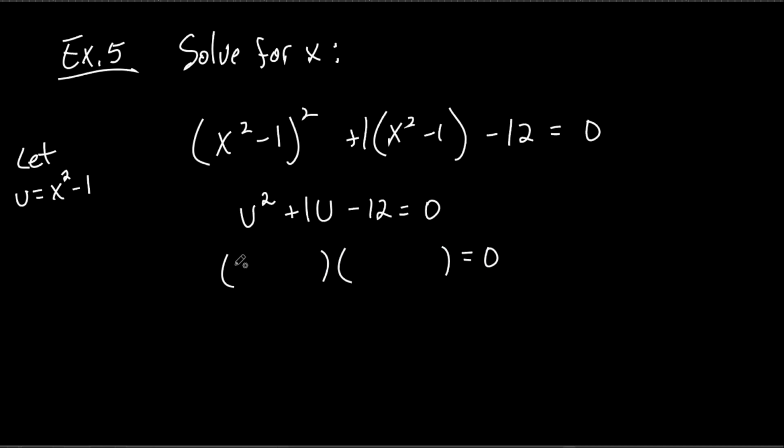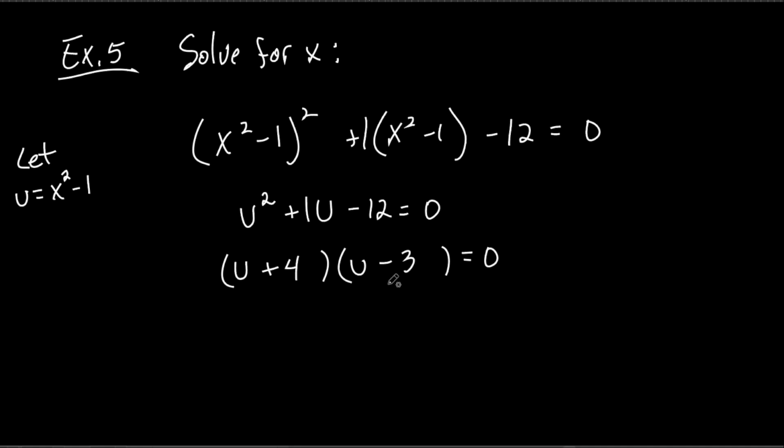So what are we going to use? Put a u here, put a u here. Yeah, positive 4, negative 3. Good. You should be able to do that factoring pretty quick now, right? I mean, you did it in Algebra 1. You did it in Algebra 2. We've done it in here. So that should be something you know how to do.